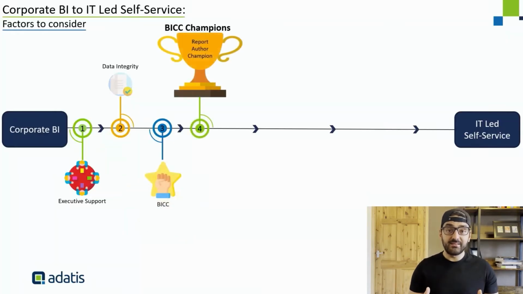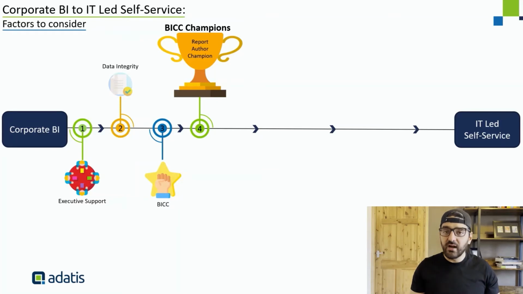Now that we have a BICC, we should find our BICC champions who will be creating reports. These are the report author champions. Without our report author champions, we will not be able to move to IT-led self-service. Now, who are these people? Well, they are the people who will drive and promote Power BI within the organization. Therefore, they will be getting the name out, but also they will have a Pro license. Therefore, not only be able to create reports, but also be able to publish these reports to the wider organization.